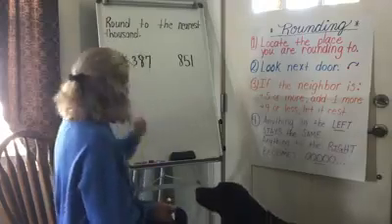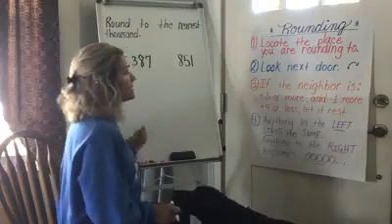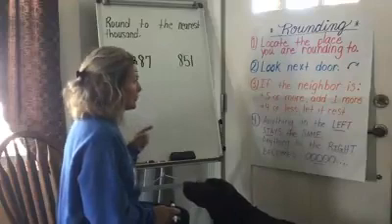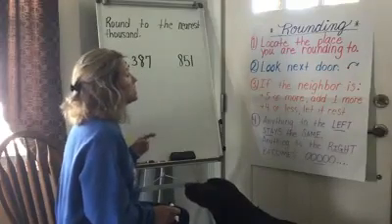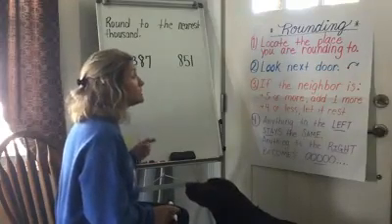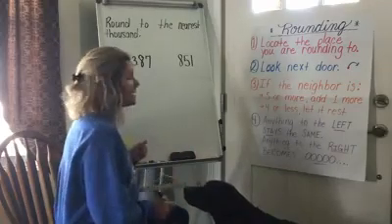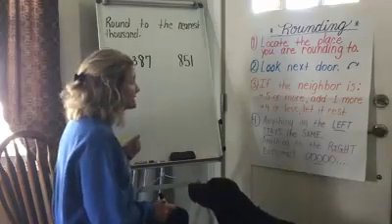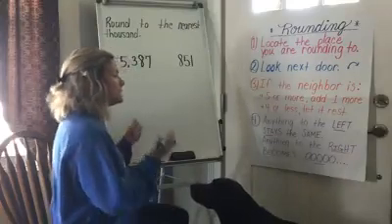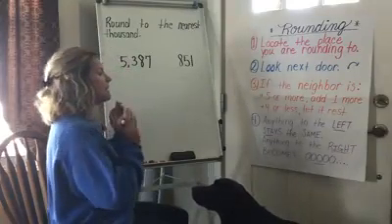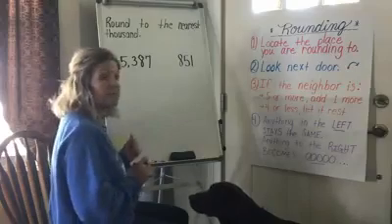Number 1, locate the place you are rounding to. Number 2, look next door. Number 3, if the neighbor is 5 or more, add 1 more. 4 or less, let it rest. And then finally, step 4, anything to the left stays the same, anything to the right becomes 0.